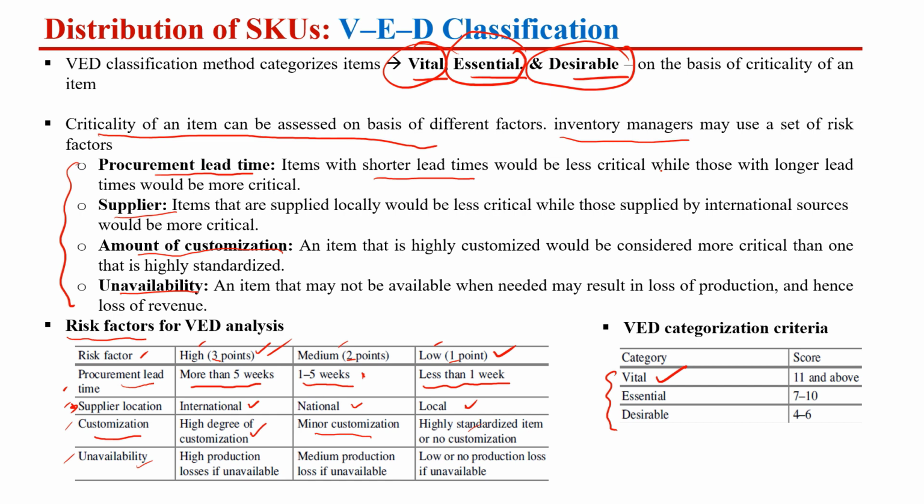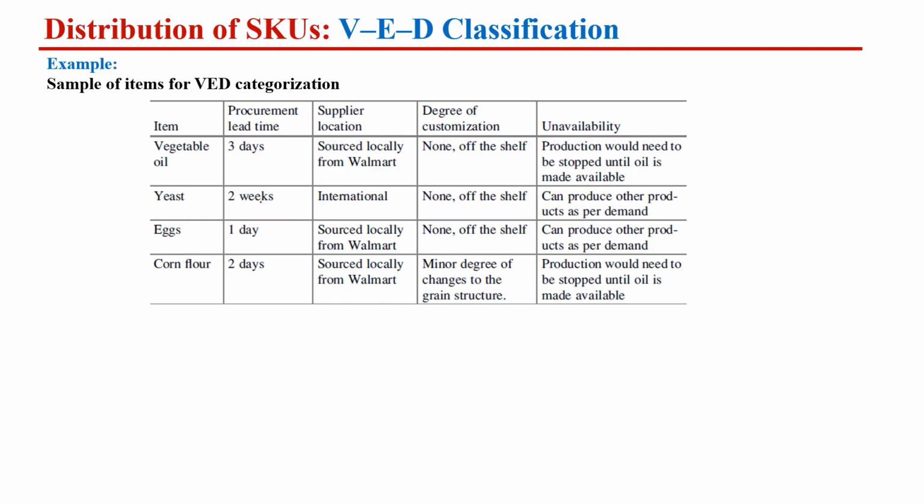So let's take an example. Suppose we have these four items, and we have written down their procurement lead time. For vegetable oil, the procurement lead time is 3 days. For the yeast, we have 2 weeks. For the egg, we have 1 day.